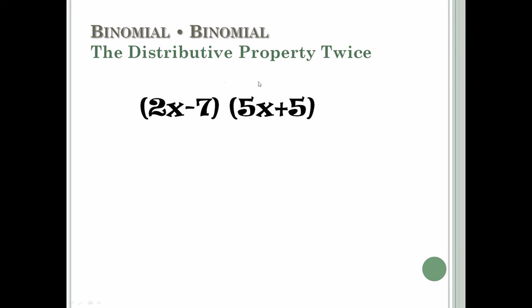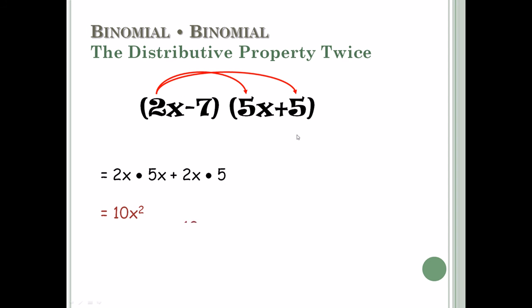Okay, here we go. Distributive property. I'm going to distribute the 2x to both of these guys over here. And then I'm going to come back and I'm going to distribute the -7 to both of these guys over here. That's why we're doing it twice. So we're going to do 2x times 5x, which is 10x squared. All right? Okay, now I got to give the 2x to the 5 because we got to take the 2x and give it to everybody. So 2x times 5 is going to give me positive 10x.